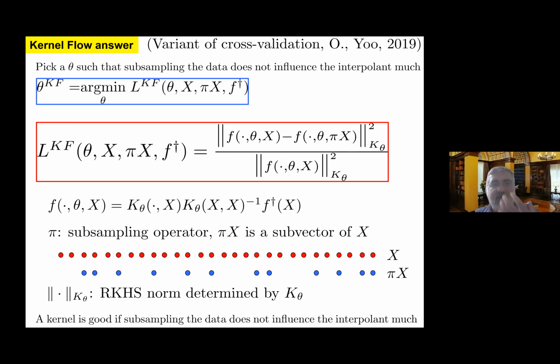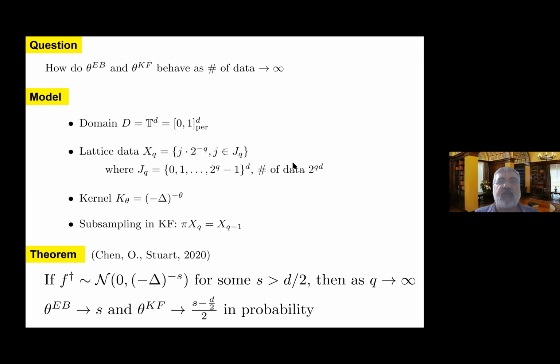So again, the main idea here is that the kernel is good if subsampling has little impact on the approximation of the target function, which is essentially a cross-validation idea in the sense that this relative error acts as a surrogate for the generalization relative error. So we have two natural methods for selecting theta, and a natural question is what is the behavior of these methods as the number of data points goes to infinity?